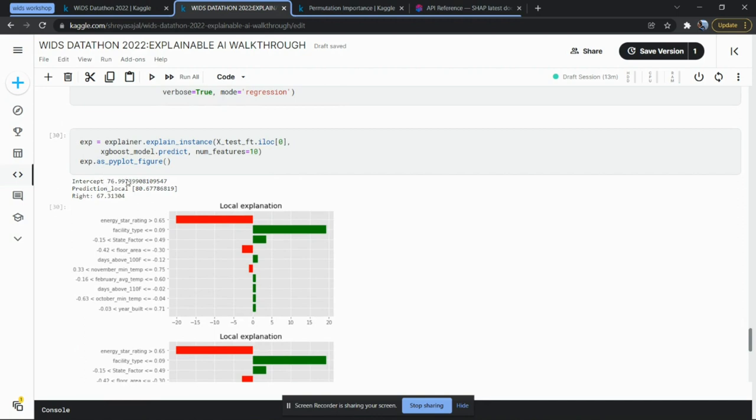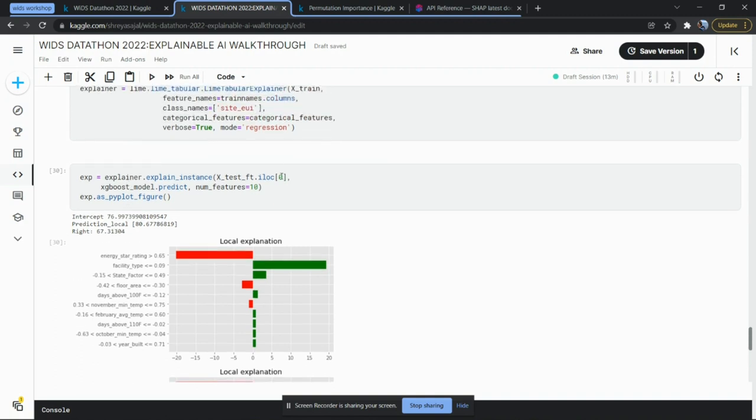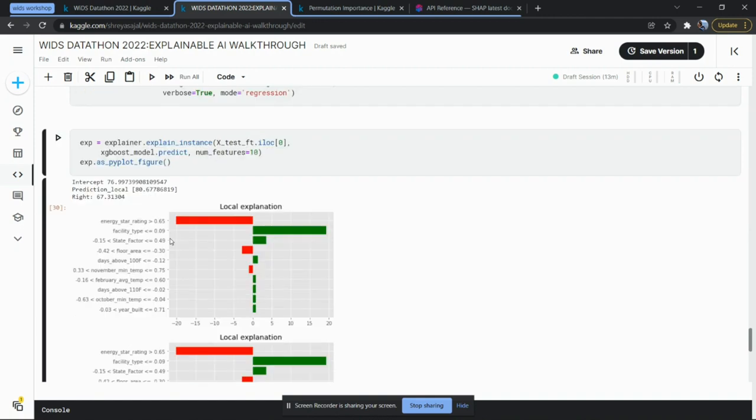So what is this intercept? Intercept is from the linear regression model that was locally fitted to a particular observation, the zeroth, the first observation I'm seeing, the local prediction. So this linear regression model fitted predicts 80.67 for the target variable, whereas the actual value predicted from the actual model, that is XGBoost, is 67.31. So it is almost close.